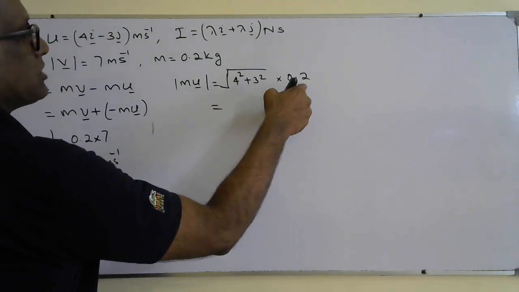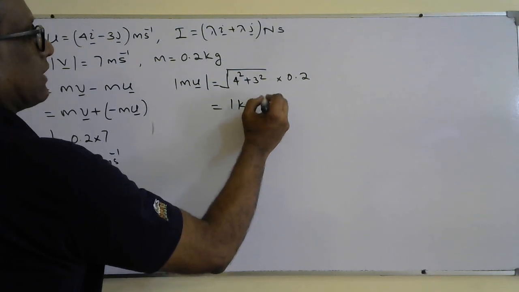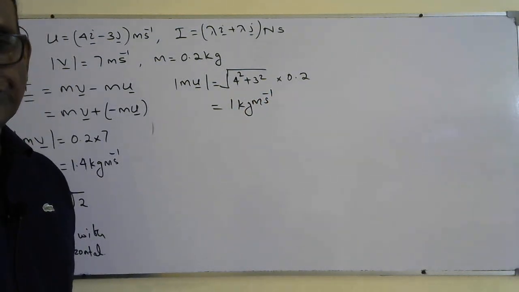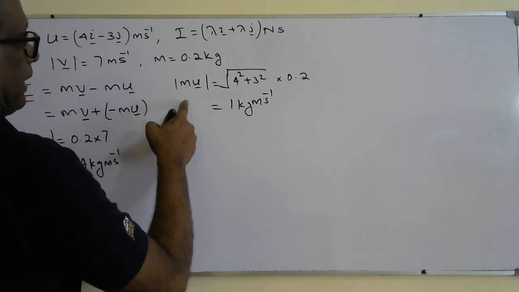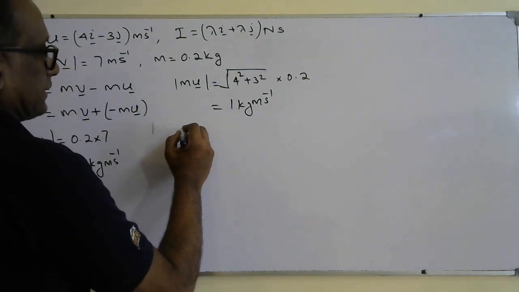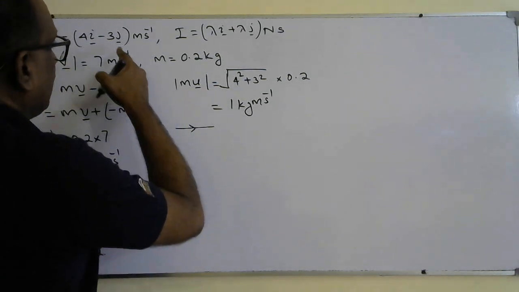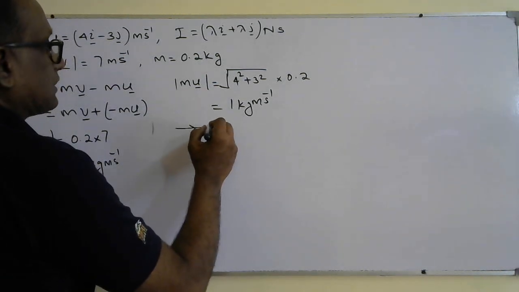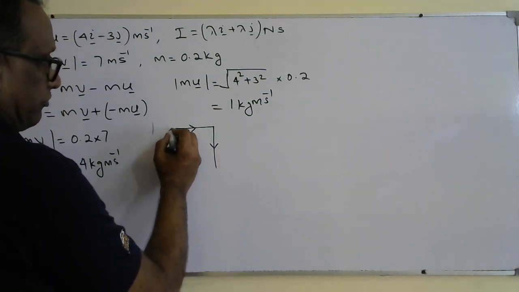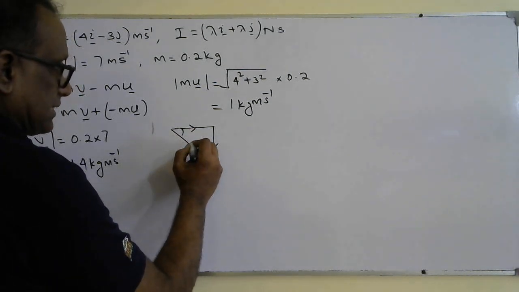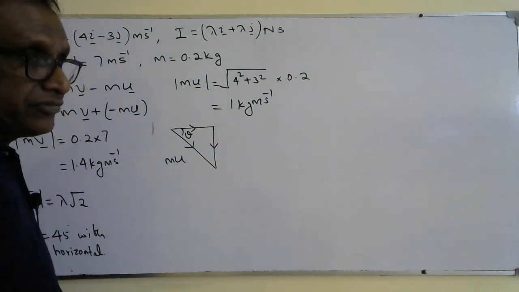That will be 5 into 0.2, that is 1 kilogram meter per second. That's the magnitude of mu. What's the direction of mu? My direction of mu will be along this direction, because 4i is 4 units along positive i, and j is negative, downwards, minus 3. So the direction of mu is this way. This is the direction of mu, this angle theta, we can find it.